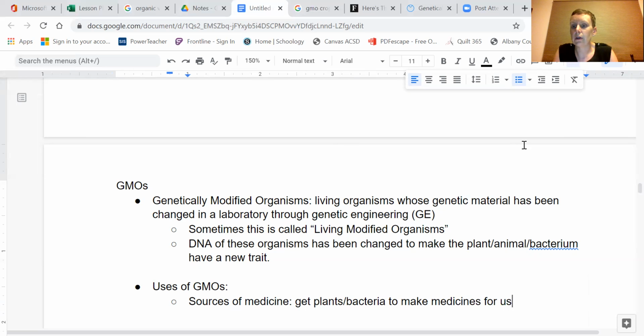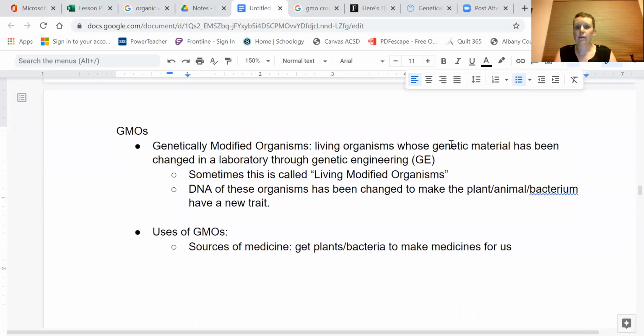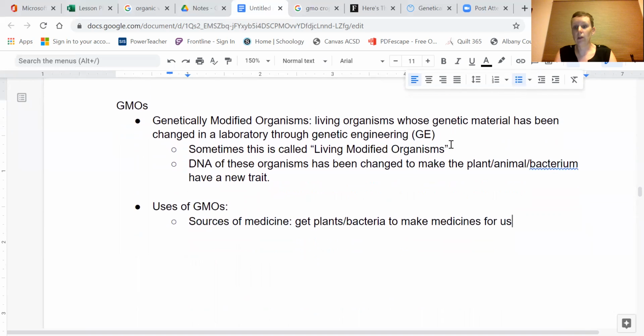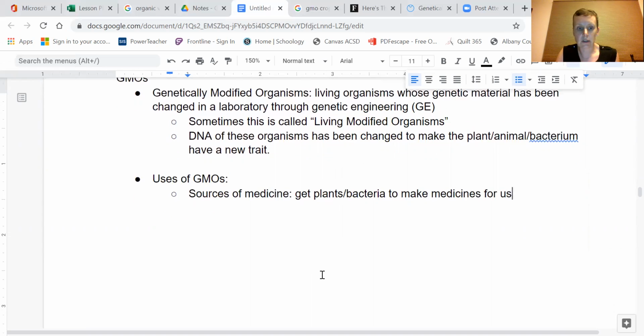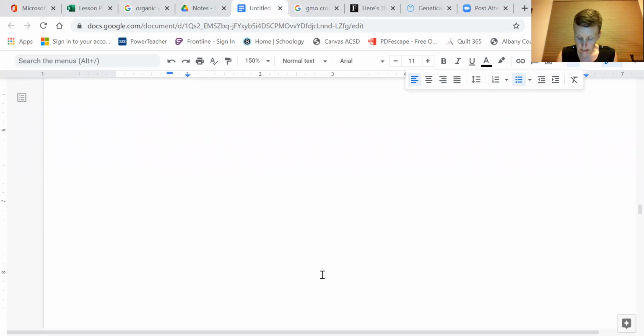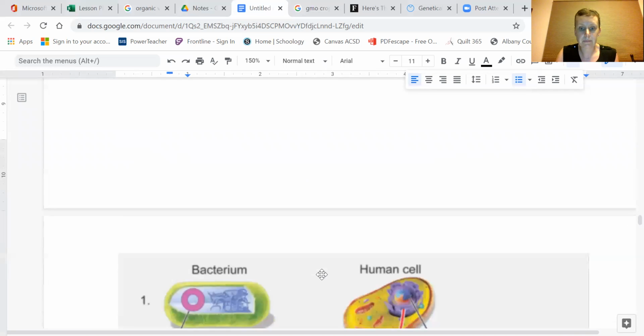So hopefully you guys have all heard of insulin. We have a lot of diabetics in our school, in our community, in our world that need insulin. So their bodies either are not producing it anymore or not producing enough, or they're not responding to it correctly. But anyway, insulin is a definite part of our system that we need in order to regulate blood sugar. Okay. And so sources of medicine is one use of GMOs. And I'm going to show you a graphic. You don't necessarily have to write more about this, but insulin is a great example of this.